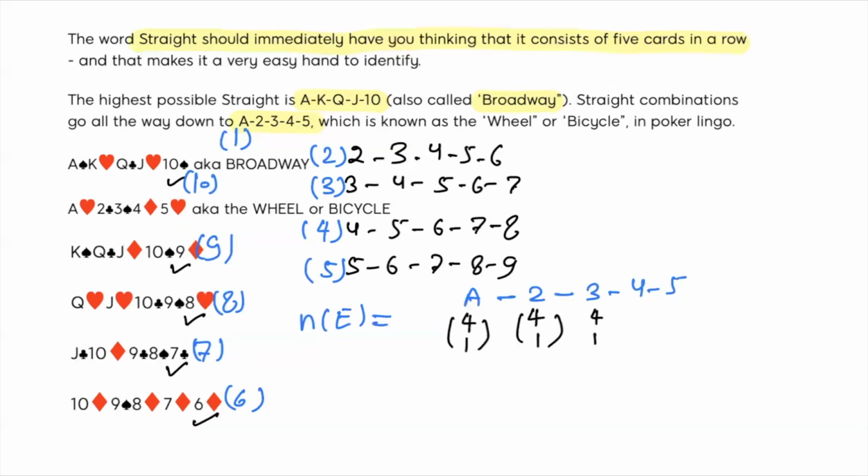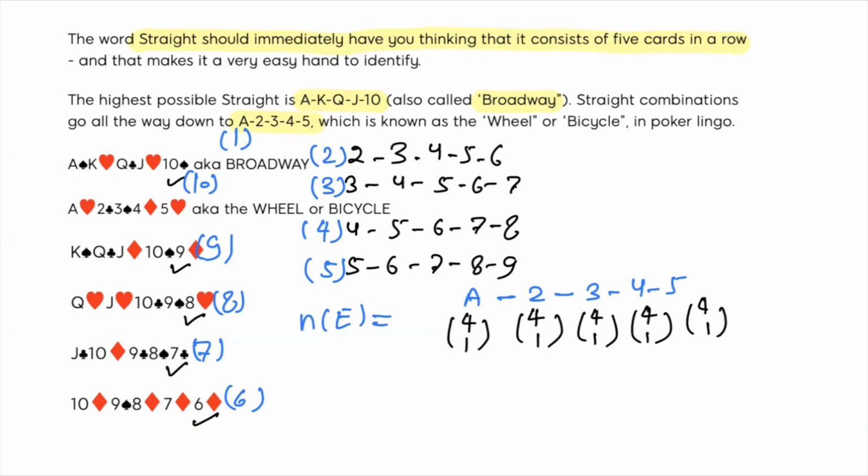Next card should be of denomination 3. There are 4 cards. Next card should be of denomination 4. There are 4 cards having denomination 4. And next card should be of denomination 5. There are 4 cards with denomination 5 there. Okay, so these are the possibilities.